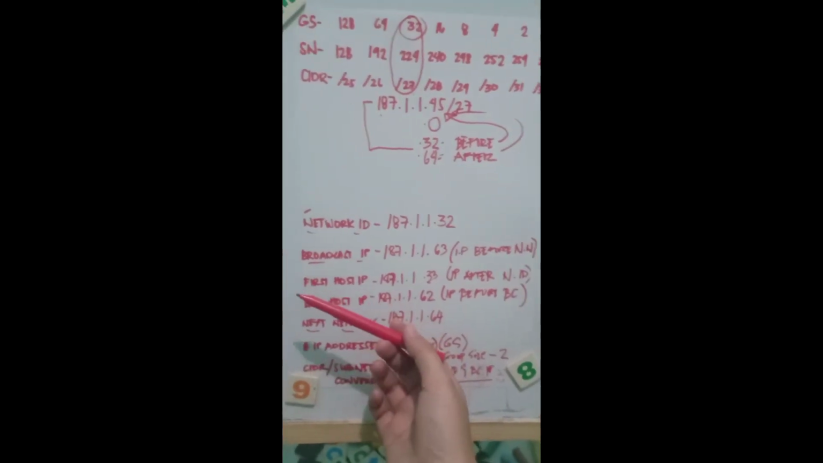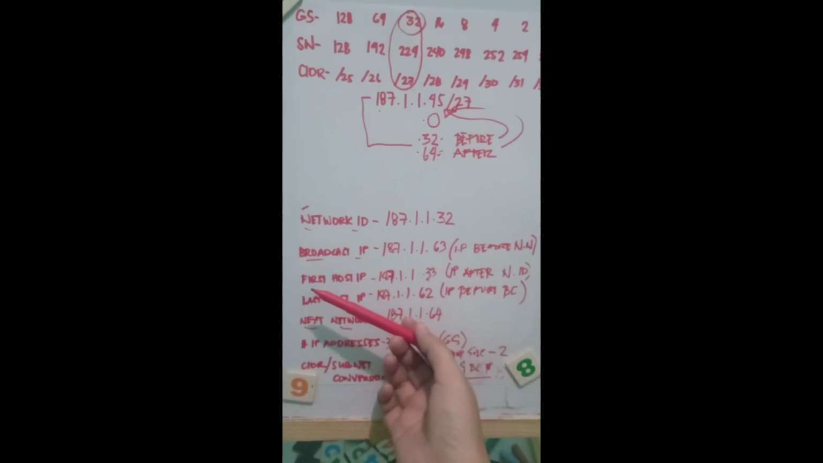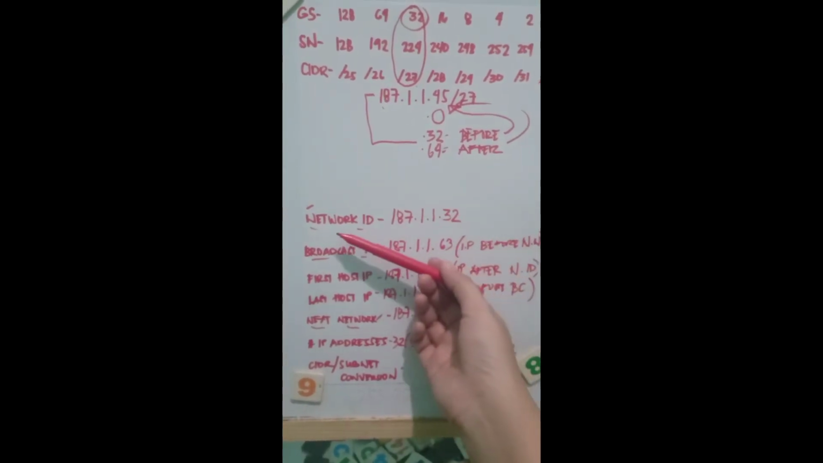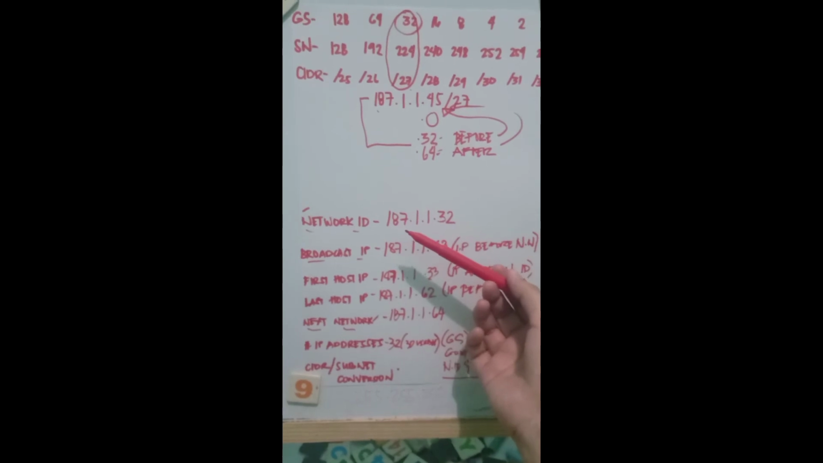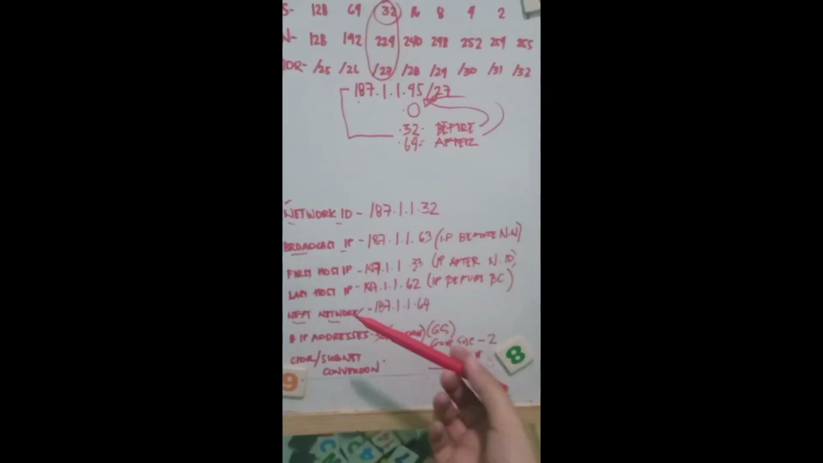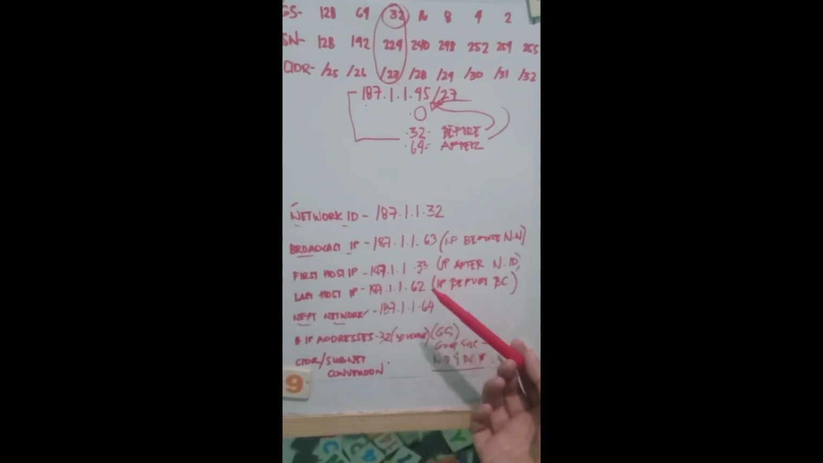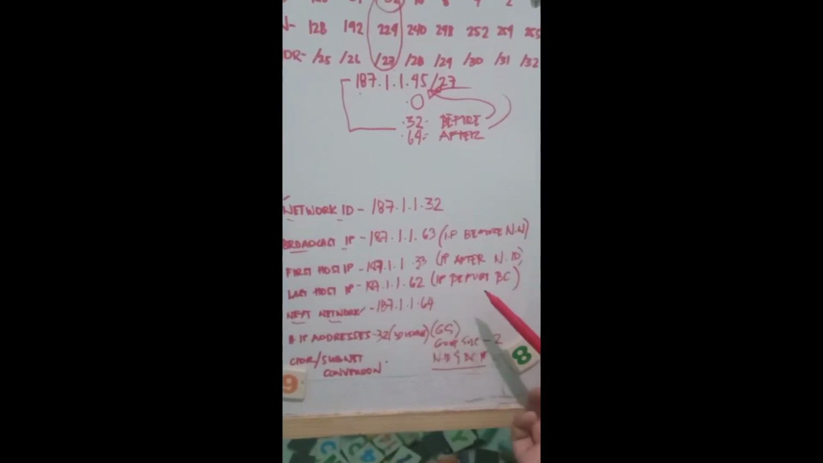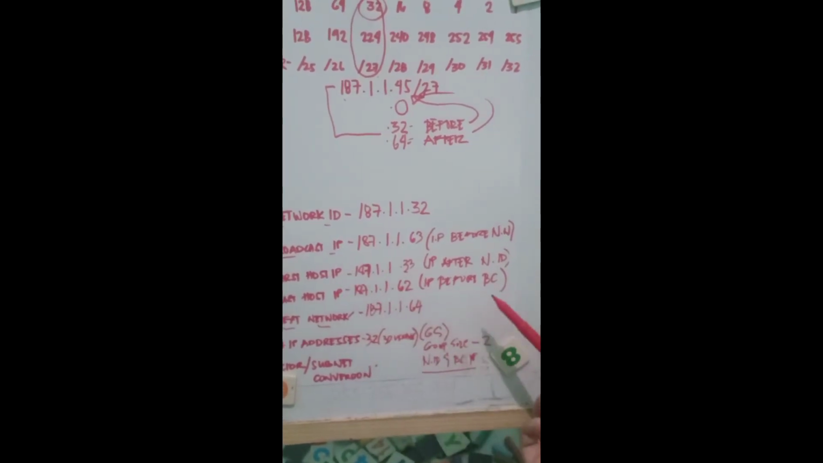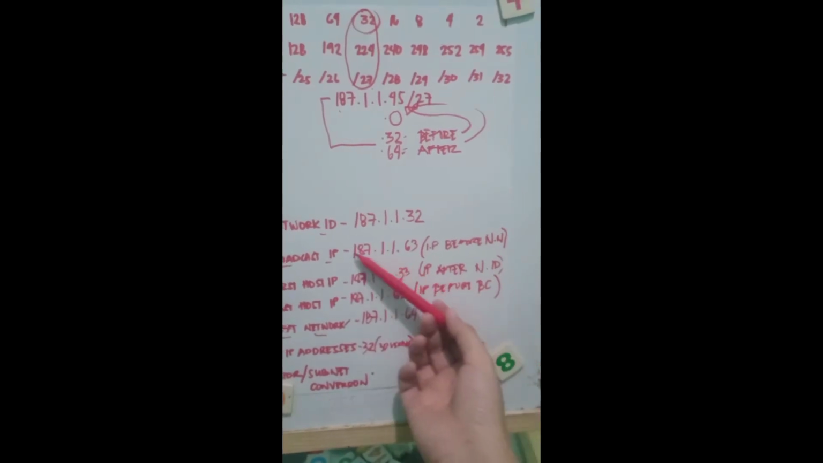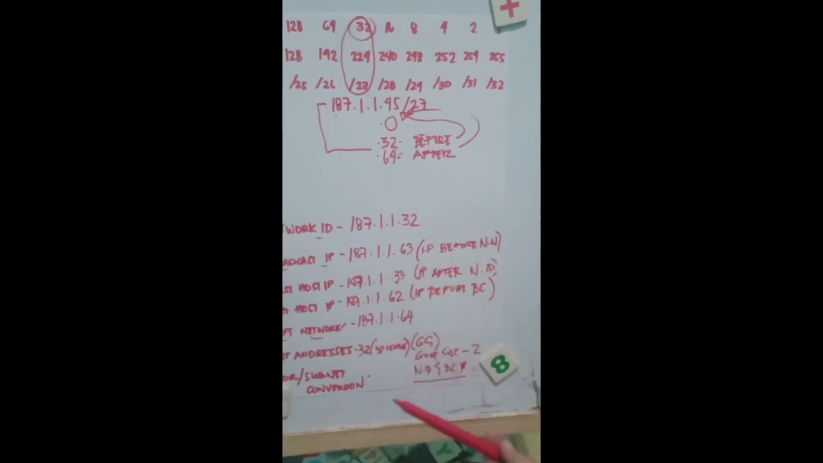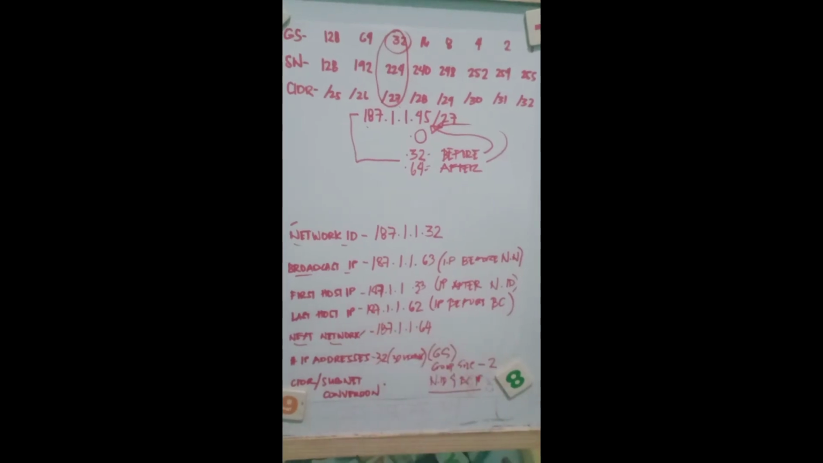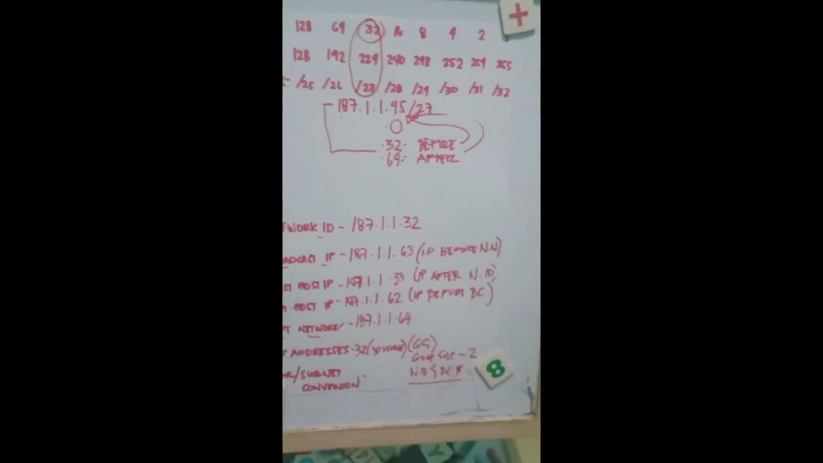Okay, next, we have the first host IP. To look for the first host IP, this is the IP after the network ID. Therefore, this is our network ID, 187.1.1.32. So our first host IP is 187.1.1.33. Last host IP: this is the IP before the broadcast IP. Our broadcast IP is 187.1.1.63. The IP before that, 63, is 187.1.1.62. That is our last host IP.